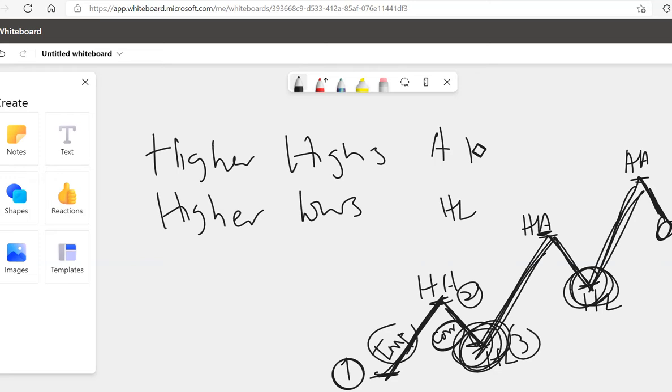So the same thing applies here: you don't buy at the higher highs. You don't buy at the position where it's high. You buy at the lower price.